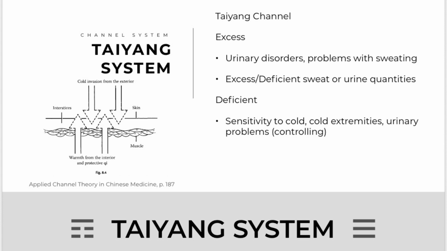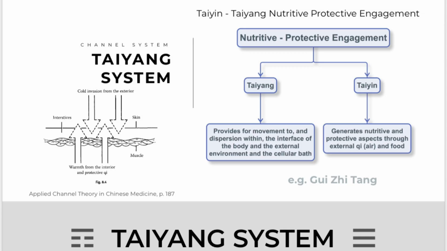You can also have a Tai Yang deficiency, and what that would look like is sensitivity to cold, cold extremities, and difficulty controlling your bladder, or dribbling. So again, this could look like yang deficiency problems, because Tai Yang is the most yang meridian. It wants to be warm, and so when it's very cold, the Tai Yang is deficient. Okay, so when we are comparing Tai Yin and Tai Yang, it can start to feel pretty similar.